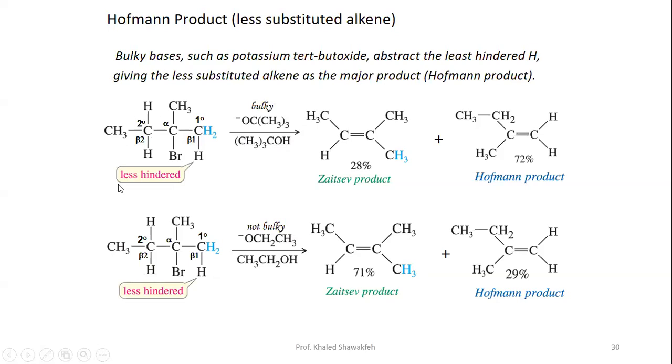فالبulkier base صار صعب يعمل abstraction من هاي الجهة لأنه هو bulkier وهاي الجهة hindered. لاحظوا الجهة اللي على اليمين is not hindered, less hindered side. بينما الجهة على اليسار are hindered. So لما استخدم bulkier base hindered base ما بتقدر تروح على البالكير سايد، وين بتروح؟ على الليزر سايد، فراح تعمل elimination من جهة اليمين. So it will form this product which is less substituted and we called it Hoffman product.